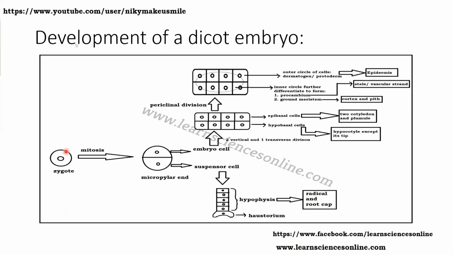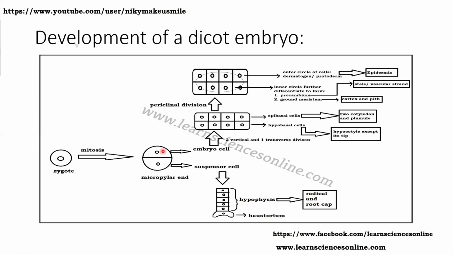So zygote में first mitosis होता है. As a result, two cells are formed. Upper cell is embryo cell and lower cell is suspensor cell. Then suspensor cell rapidly divides and forms a long hypophysis, of which the basal cell is a little bit bigger, and it is known as haustorium, as it sucks the nutrition from endosperm. And this hypophysis later on develops to form radicle and root cap.